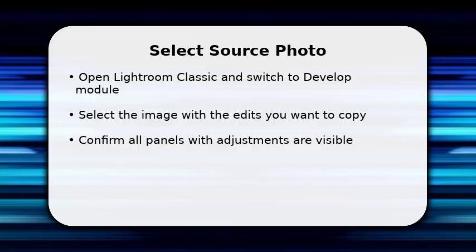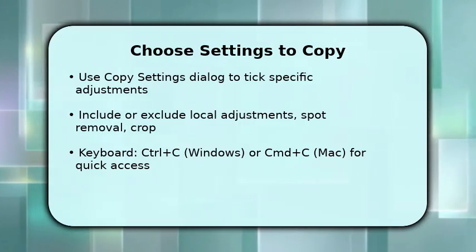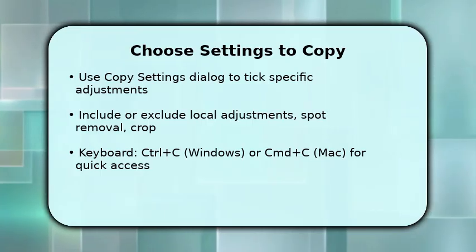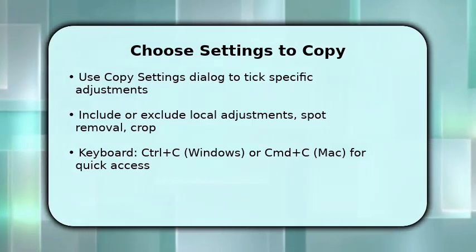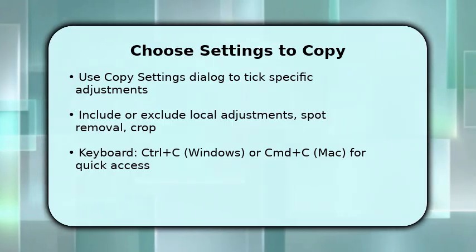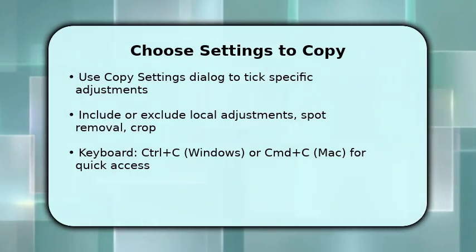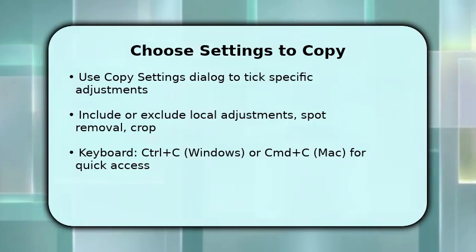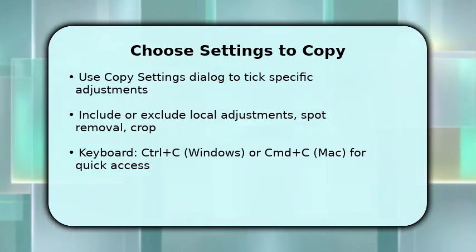Open the Copy Settings dialog and tick only the boxes you need, like exposure, white balance, tone curve, or color grading. This precision prevents overriding targeted edits on destination images. Make sure to exclude local adjustments like heal or clone unless you want them duplicated. If you prefer speed, use the keyboard shortcut to open the dialog, then confirm your selection and move on to the next step. You're ready to apply the settings.